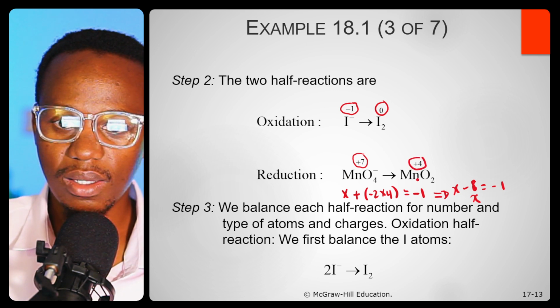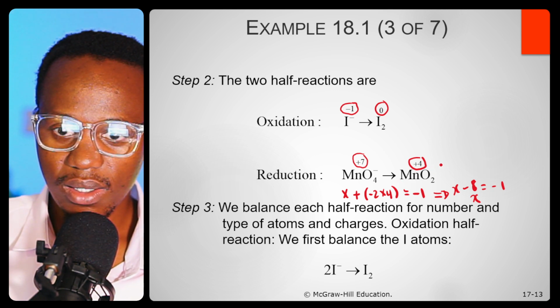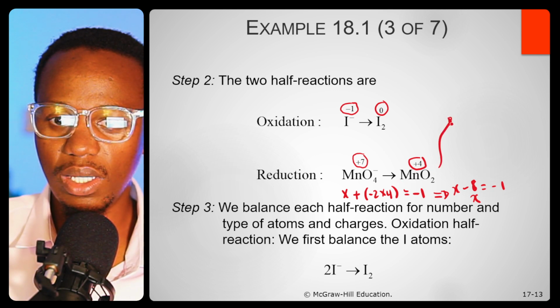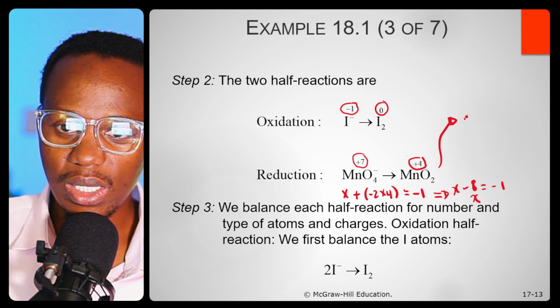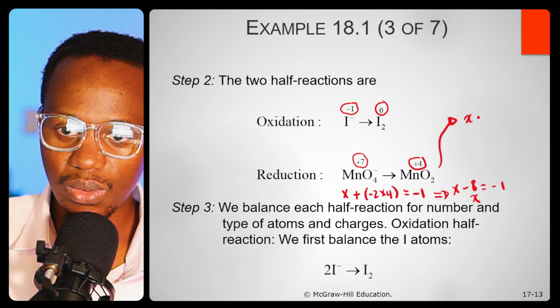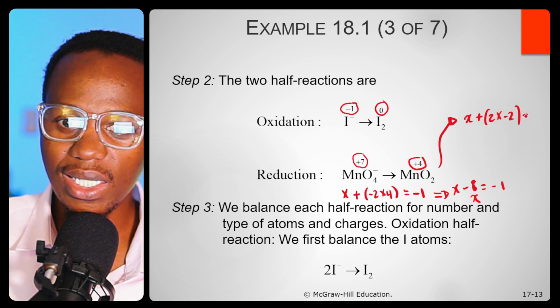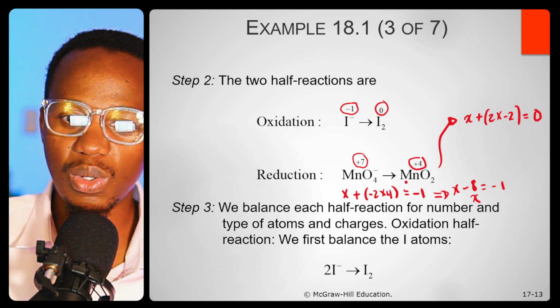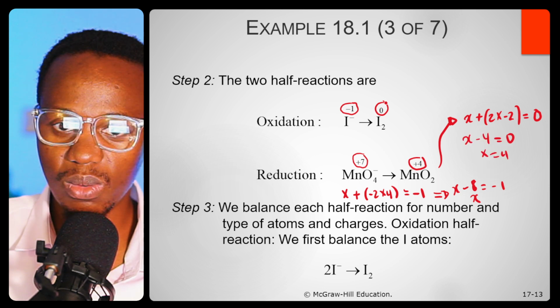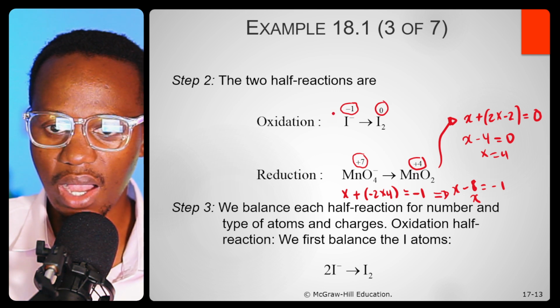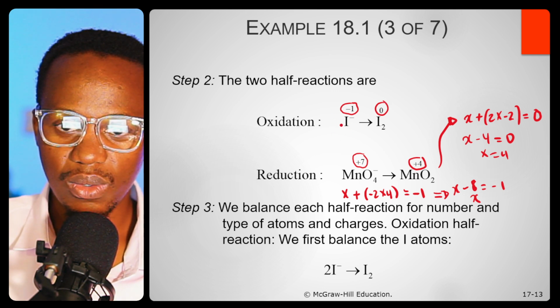You get plus 4 here. How do we get plus 4 here? I'm just going through this one more time so that you can practice how to do this. Mn is x, oxygen is -2, so plus 2 times -2 is equal to what? Equal to 0 in this case, because we don't have a charge on MnO2. So x minus 4 is equal to 0, so x is equal to 4. So we went from 7 to 4, that's reduction. We went from -1 to 0, that's oxidation. These are our half reactions. So that's step 2.